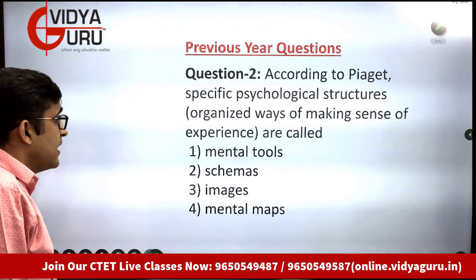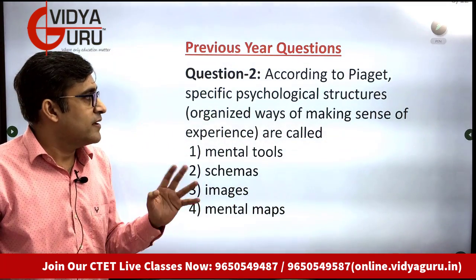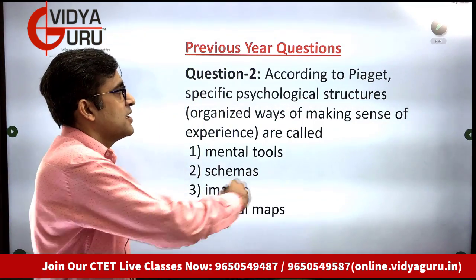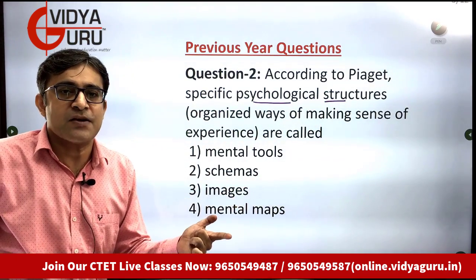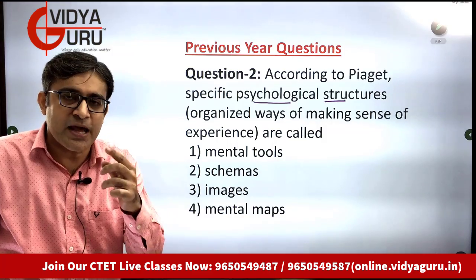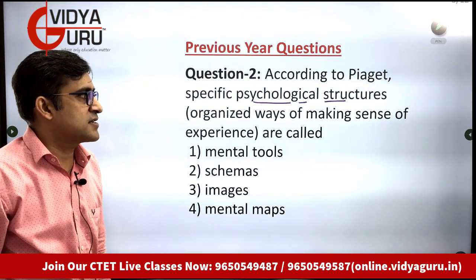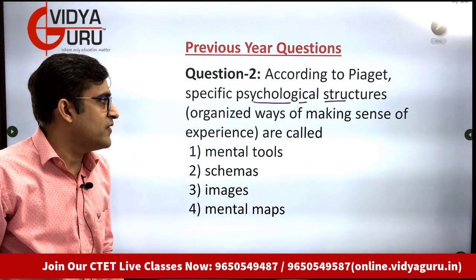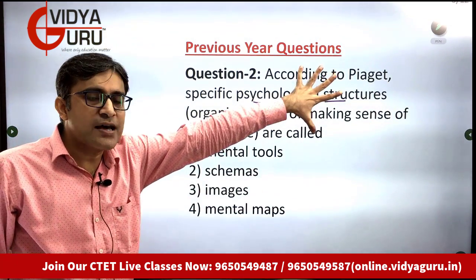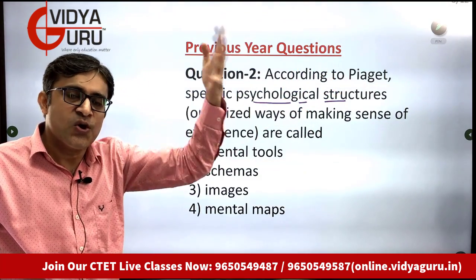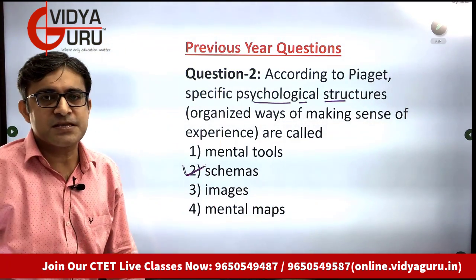Next question, students. Just read it once. Now I know you will be able to score it. Now I know you have got the answer. According to Piaget, specific psychological structures, the same thing which we were calling schema, mental structure, cognitive structure. Now they are calling it a psychological structure. The organized ways of thinking which help us make sense of our experience. So what are these structures known as? What are these mental patterns? What are these cognitive structures known as? Undoubtedly schema. The answer is 2. The answer is schema. Sure.